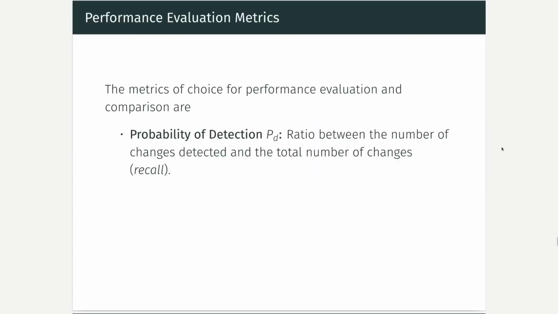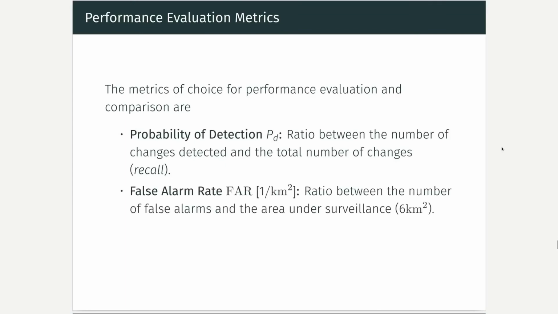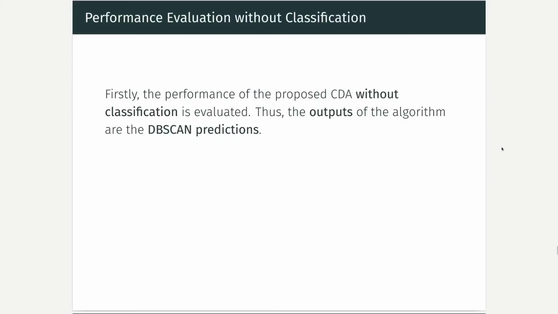The metrics of comparison are the probability of detection, which is the system recall, and the false alarm rate, which is the ratio of the number of false alarms to the area under surveillance, which in this case is 6 km² for every image. The performance is presented in terms of a ROC curve.